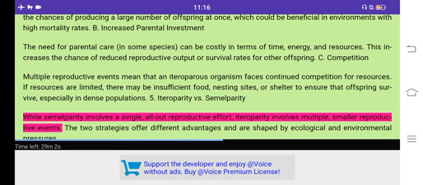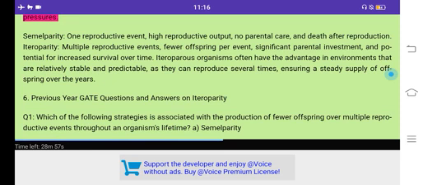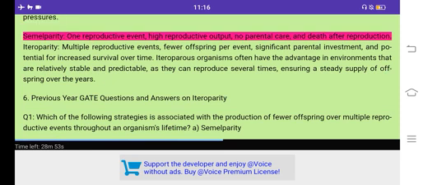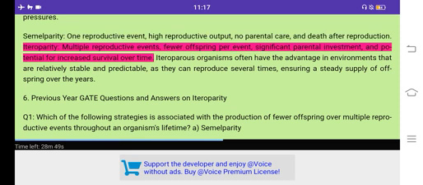While semelparity involves a single, all-out reproductive effort, iteroparity involves multiple, smaller reproductive events. The two strategies offer different advantages and are shaped by ecological and environmental pressures. Semelparity: one reproductive event, high reproductive output, no parental care, and death after reproduction. Iteroparity: multiple reproductive events, fewer offspring per event, significant parental investment, and potential for increased survival over time.